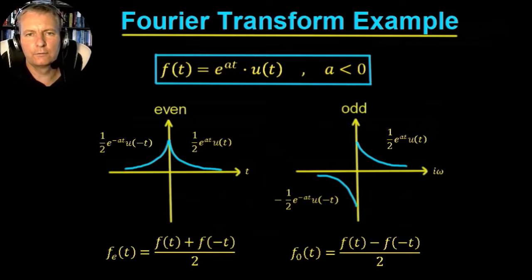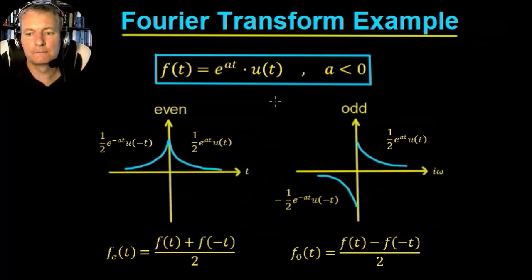So let's go through a full graphical and analytic derivation of a Fourier transform. We're interested in the Fourier transform of this function here, e to the at times u of t, whenever a is less than 0. We're going to split this into its even and odd components, and we'll find the Fourier transform of the even component and the Fourier transform of the odd component, and when we add them together we'll get the final Fourier transform.